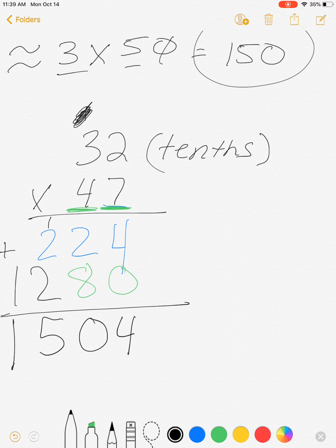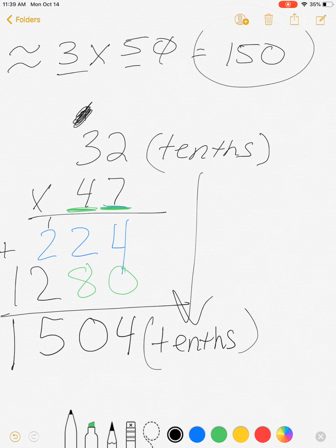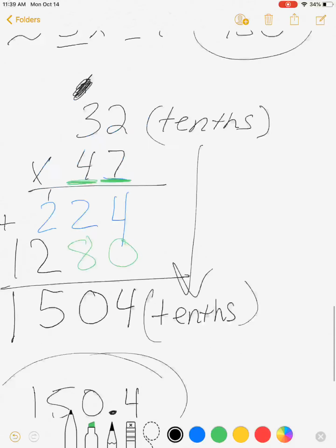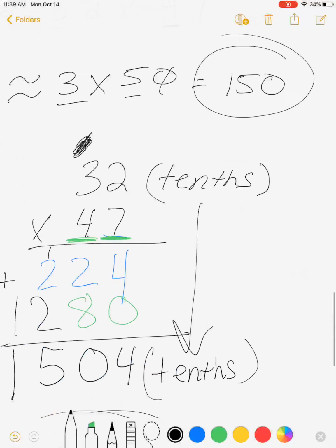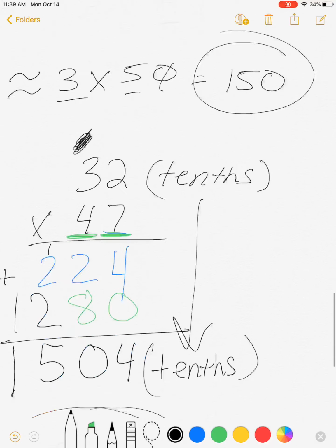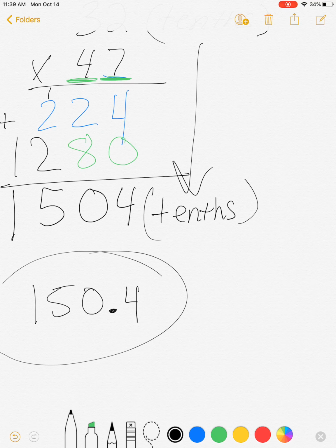Add the two partial products together. Now, that's not 1,504. It's 1,504 tenths. So, see, tenths. So I need to put that decimal to show tenths. And yes, 150 and 4 tenths is close to 150. 1,504 would not be close, so that is why you must put your decimal in.